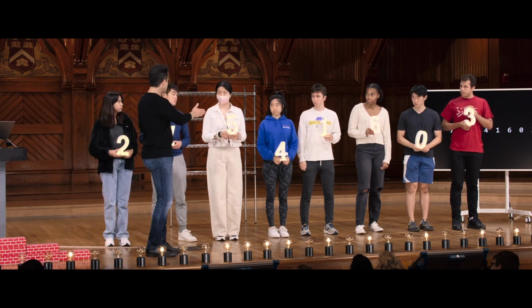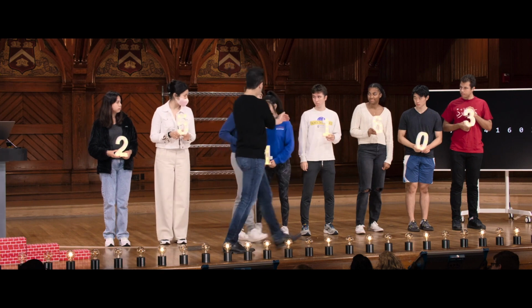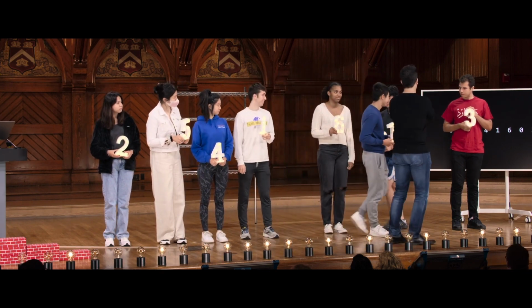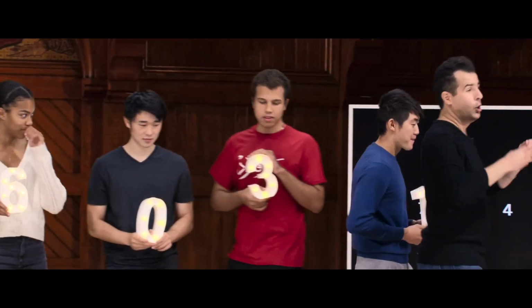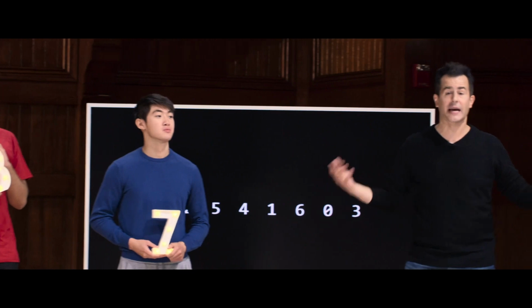7 and 5, problem. So let's solve that. 7 and 4, problem. Let's solve that. 7 and 1, let's solve that. 7 and 6, let's solve that. 7 and 0, solve that. 7 and 3, solve that. OK, done. Sorted, right? All right, obviously not if you just glance at these numbers here.